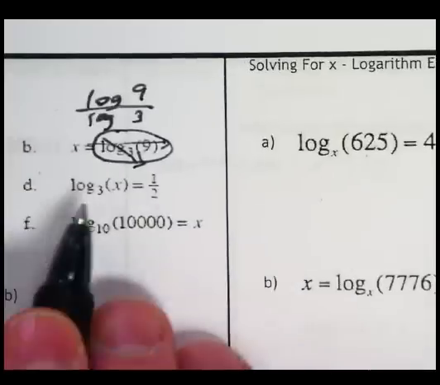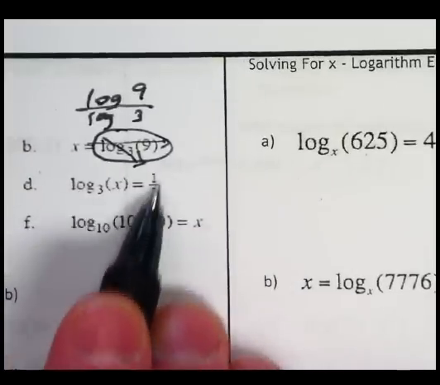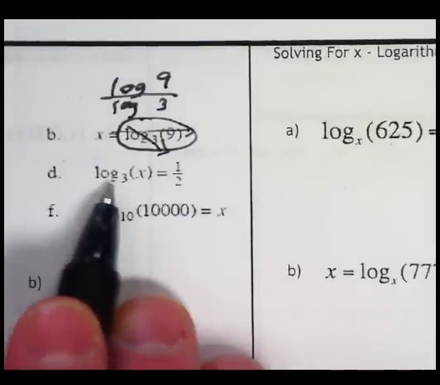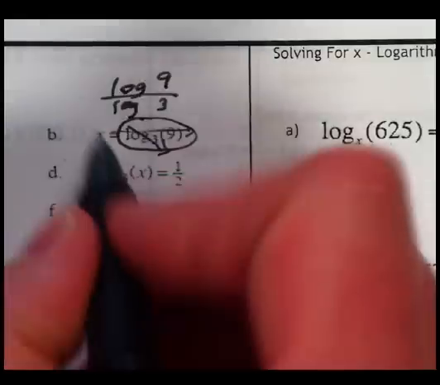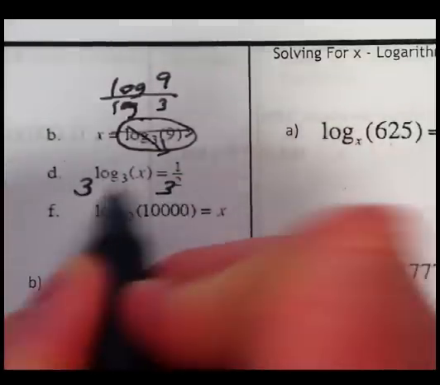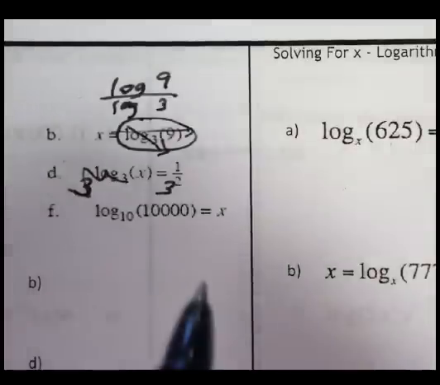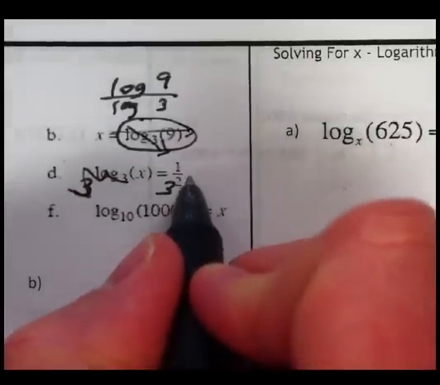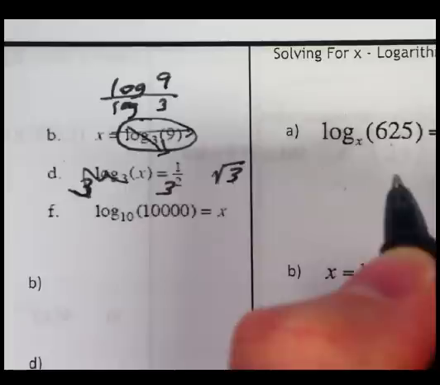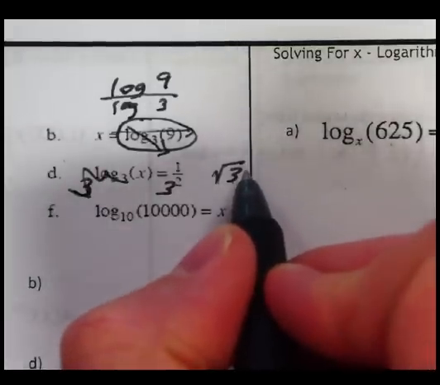The next question is log base 3 of x equals 1/2. Now again, this is a lot like that. It's log base 3, so we put a big 3 on it. So then those cancel and x equals 3 to the 1/2 power. 3 to the 1/2 power is the square root of 3, because it's like having 3 to the first power, take the second root.